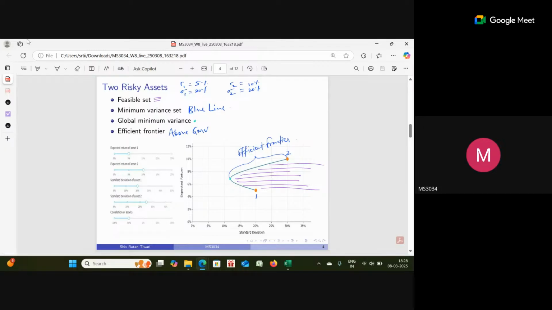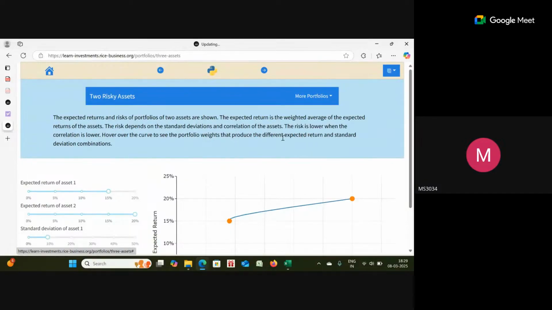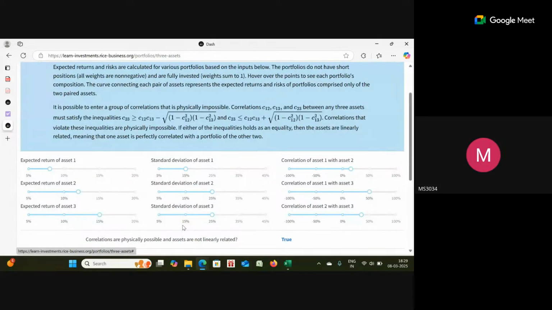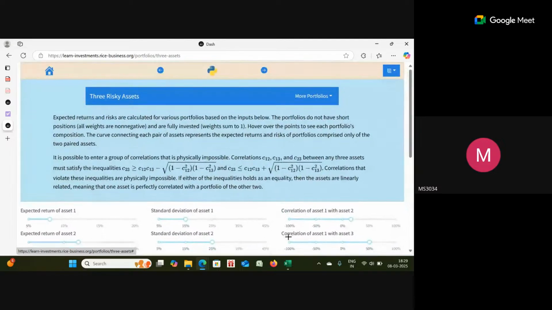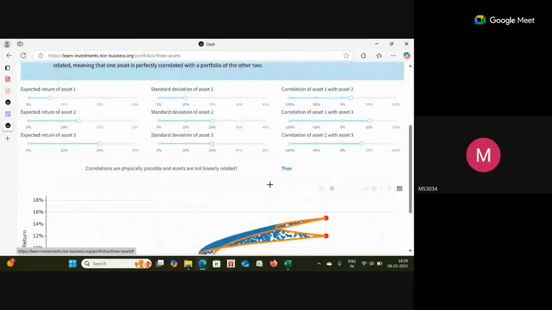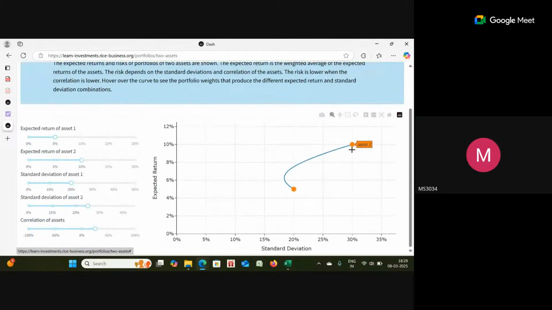If we go to this Rice Business School platform, here we are looking at two risky assets, and we can go and look at the three risky asset case also. In the three assets case, the leftmost boundary, this blue line, will be your minimum variance set. Now one more thing I want to tell you is that even in the two asset case, we have only seen the minimum variance set. We are not exceeding these two original assets, correct?